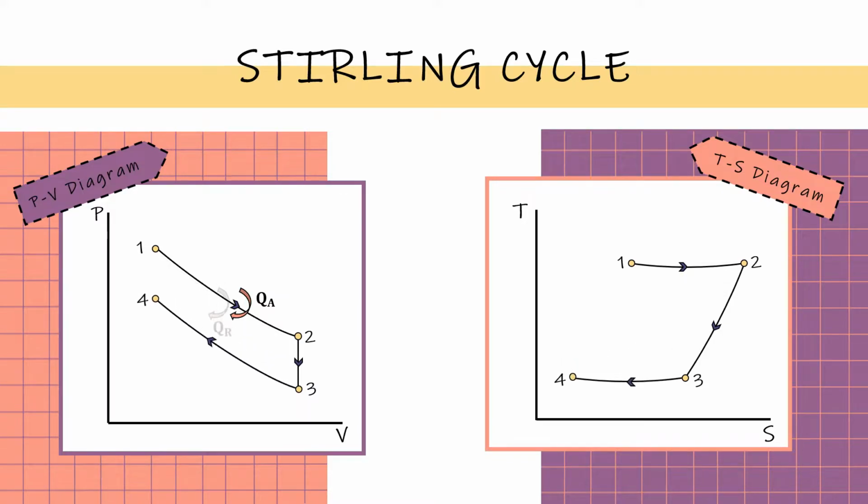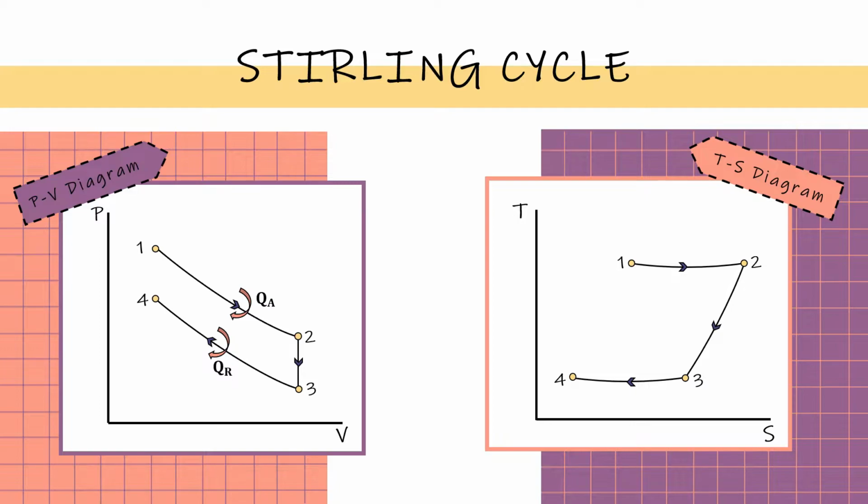The third process, from point 3 to 4, is an isothermal process again, but this process involves heat rejection. Like the first process, the temperature is constant and the heat removed will be transferred into the regenerator. The pressure will start to increase from this point.